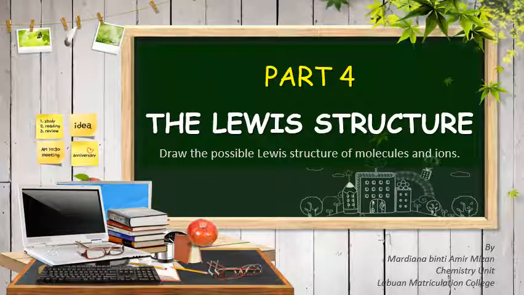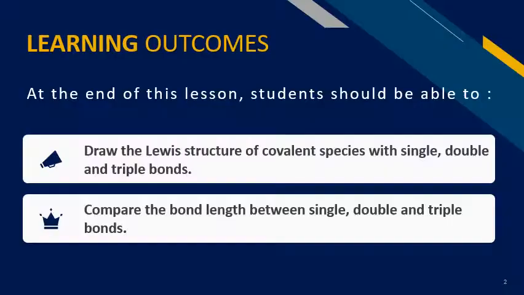Hi, today we are going to learn how to draw the possible Lewis structure of molecules and ions. At the end of this lesson, students should be able to draw the Lewis structure of covalent species with single, double, and triple bonds and compare the bond length of these bonds.